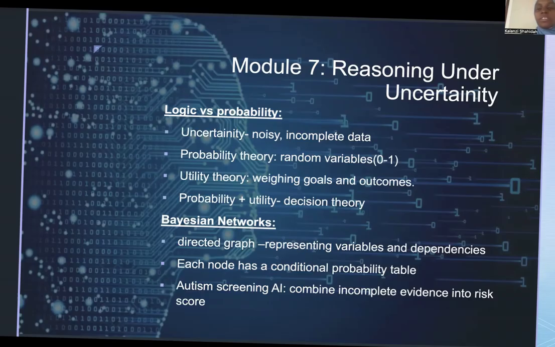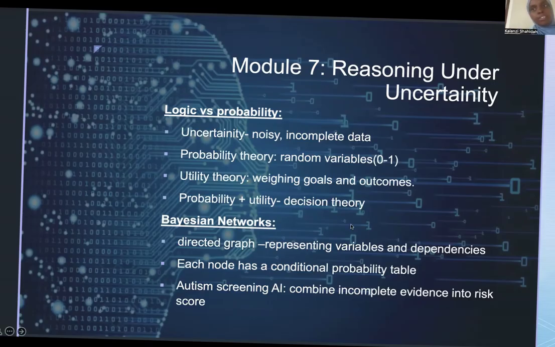Probability theory is like working with random variables with values like 0 to 1, 0.5, 0.2, 0.6, like that. Probability theory plus utility theory, whereby utility theory is weighing goals and outcomes. You have different goals, so you weigh them and then you see which outcome is better, which outcome is more perfect. Then when you combine probability theory and utility theory, you come to decision theory. So if you take the probability of whether or not there is a risk, and combine it with weighing the goals and outcomes, then you come to a conclusion or a decision.